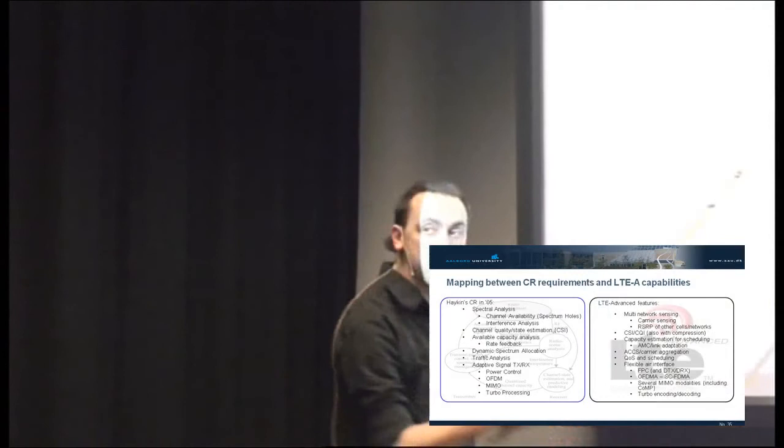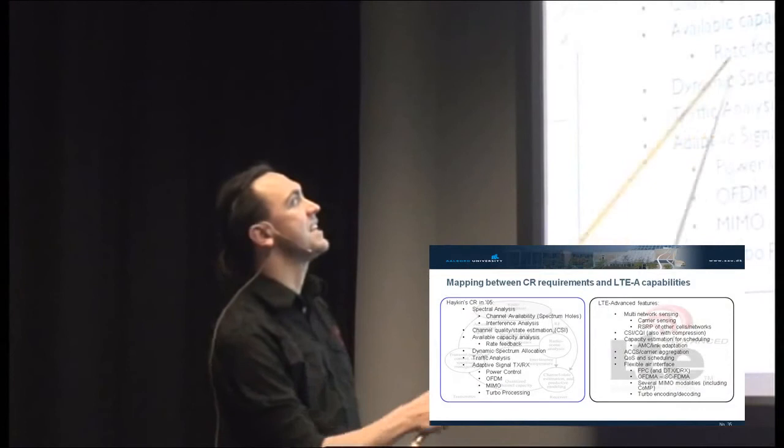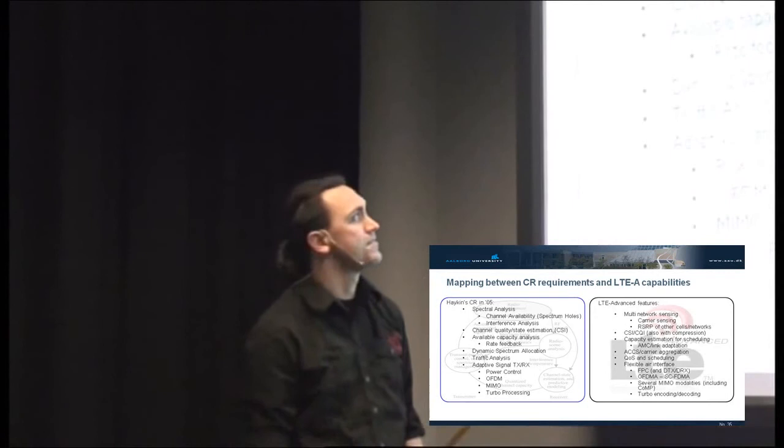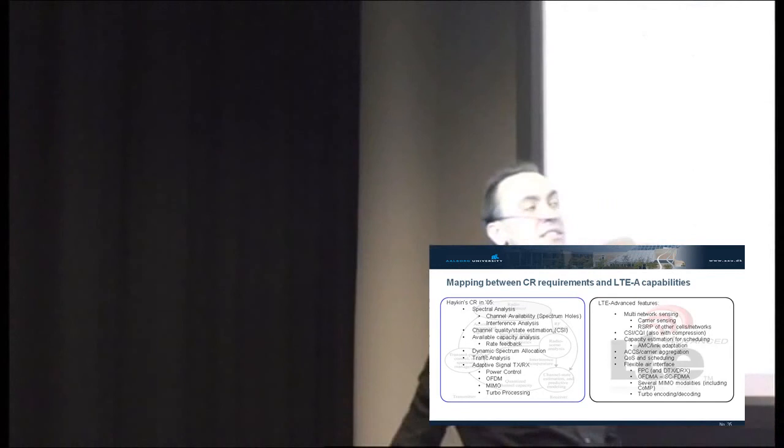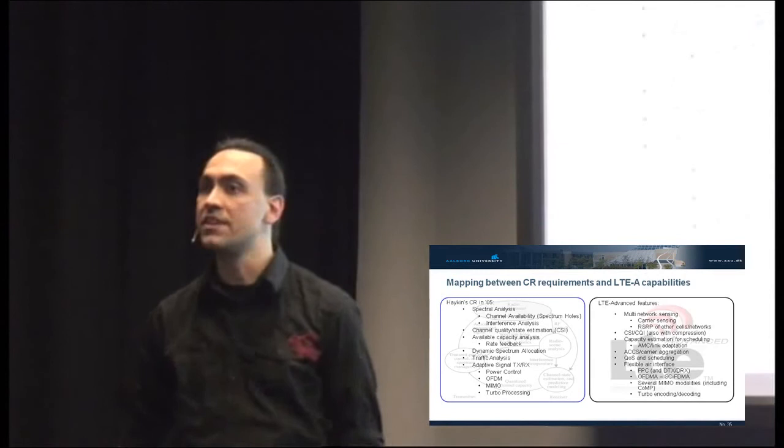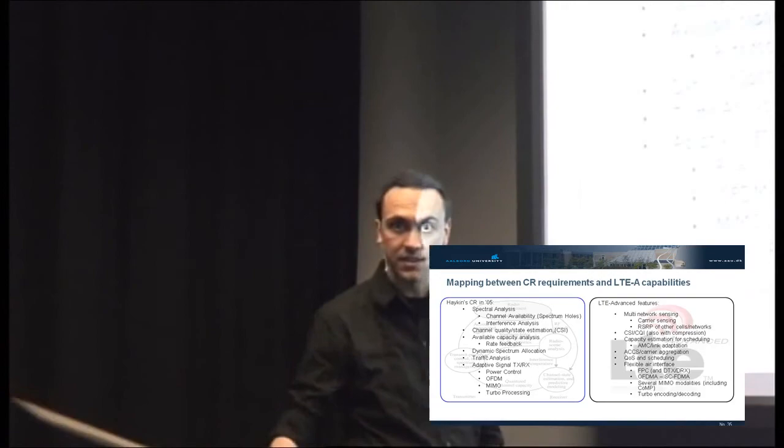We have CSI, CQI, also with compression, channel quality estimation. Available capacity analysis and rate feedback. Adaptive modulation and coding, link adaptation. Dynamic spectrum allocation. We have autonomous systems for selecting multiple component carriers in LTE and for dynamically doing it. We are developing the technology. If you talk to these two guys, it's what we are doing every day.